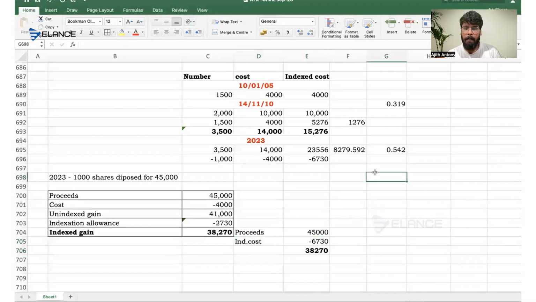ഓക്കെ, അപ്പോ ഇനി വേറെ എന്തെങ്കിലും ഡൗട്ട്സ് ഉണ്ടോ? ഏത് എക്സംപ്റ്റഡ് ആണ്?